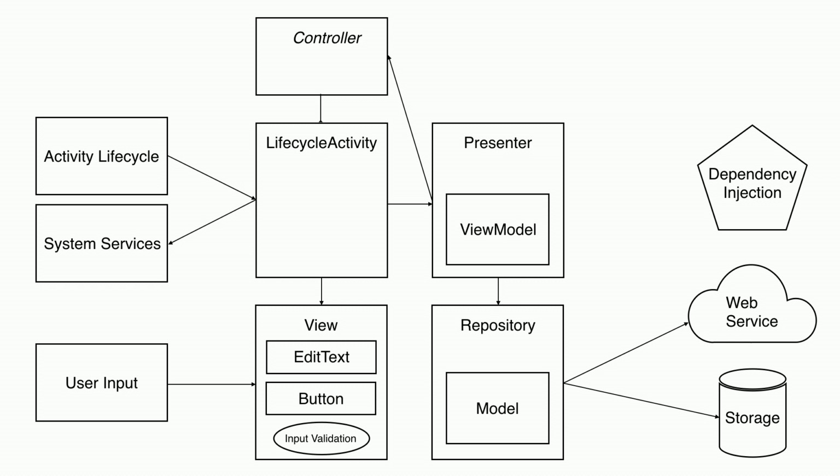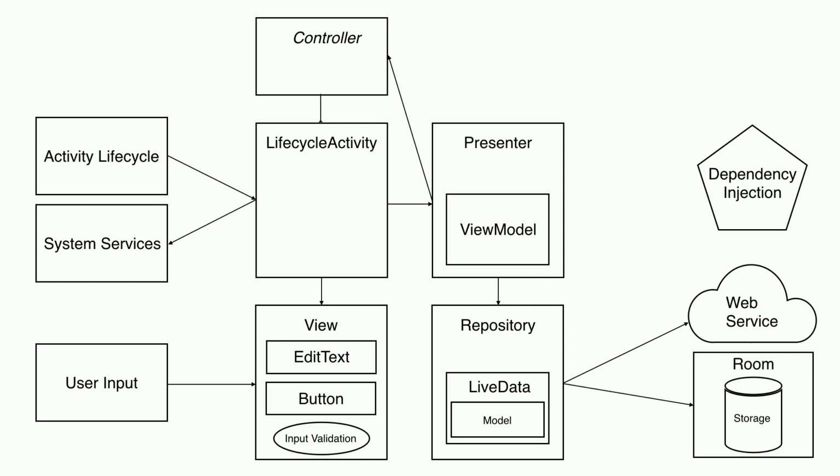So moving a little bit further down the stack, we can also introduce live data, in that our repository can then wrap the models that it's fetching for us in those live data instances, so we get that nice, clean, observable interface. And then finally, we can take Room and use that to wrap our storage object or our database, and make the management of that interaction between the repository and the SQLite just that much cleaner to maintain.